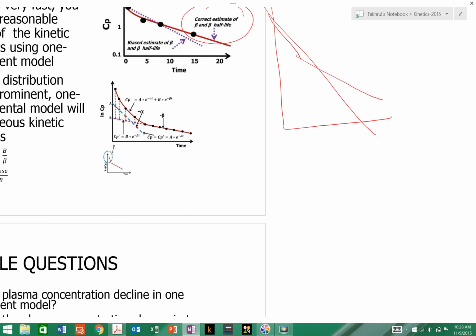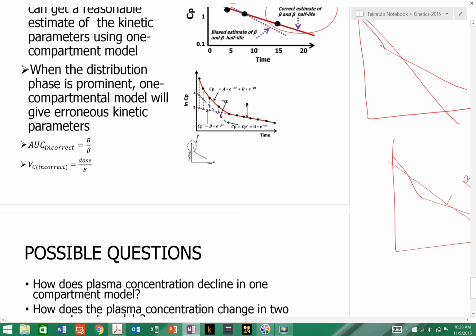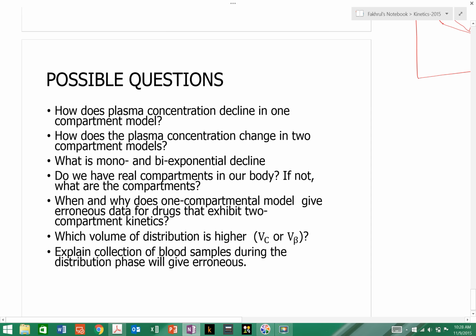As you can imagine, again, here we have this curve and that curve. Now we decided to use a point in between, neither the distribution nor the elimination phase. So you will have a new beta for this, the slope. If you use this slope, then you will have an incorrect volume of distribution and incorrect dose. I will explain this in the class.